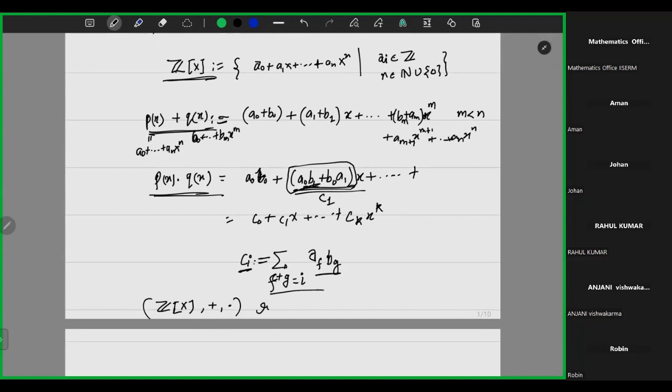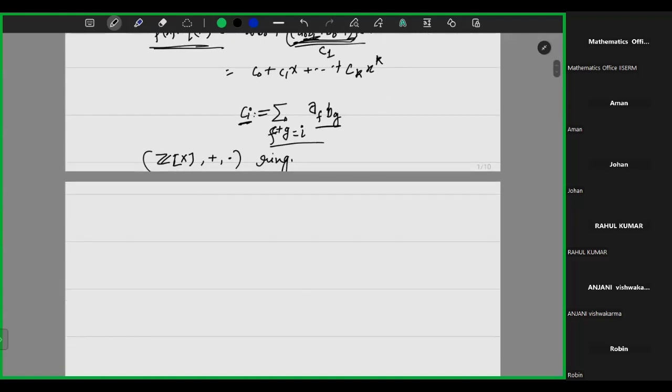This is a ring, a commutative ring in fact. Check it: because Z is commutative, it happens that Z[x] is a commutative ring.